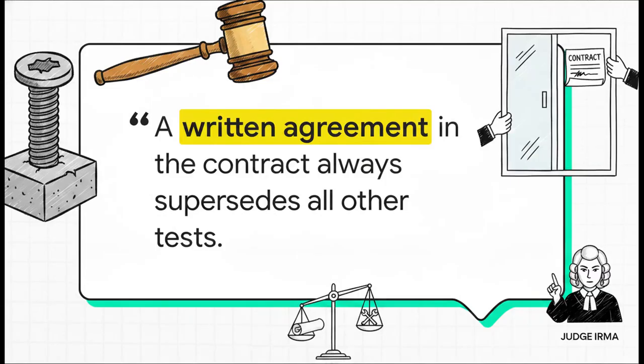So the crucial point is this. A clear, written agreement in the contract always supersedes all other physical tests. Seriously, it does not matter if an item is bolted to the foundation with industrial steel or custom fitted to the exact millimeter of a window frame. If your written contract explicitly says the seller gets to take it, then the seller takes it. Always, always put your inclusions and exclusions in writing so you can avoid ending up in Judge Irma's courtroom.